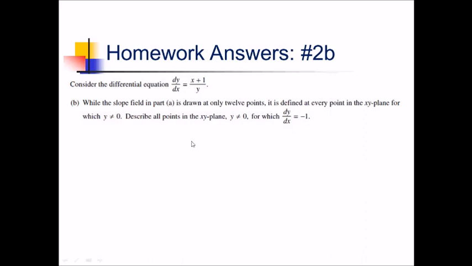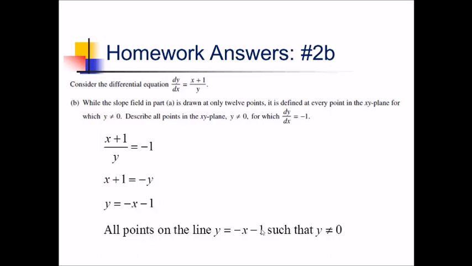So we can say x plus 1 over y equals negative 1. And there isn't really anywhere to go from here because they didn't tell us too much else about x and y. We could multiply y by both sides to get negative y. And then if we wanted, we could essentially add the y over here, subtract everything else over to the other side. And now we have the equation of a line, y equals negative x minus 1. So all the points on this line, such that y does not equal 0, those are the points for which your derivative is going to be negative 1.